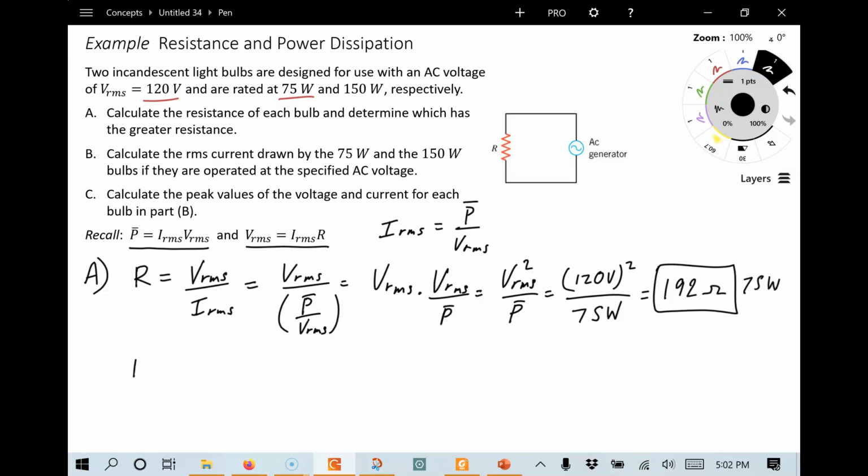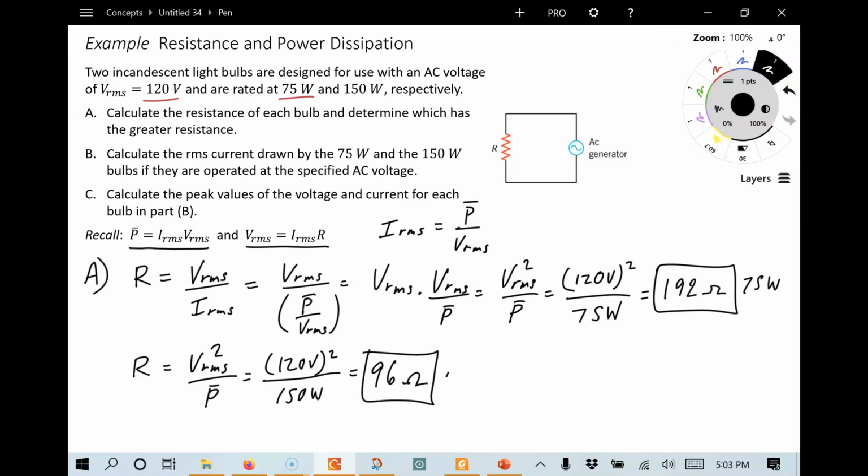Let's try the same thing for the 150 watt bulb. Jump straight to the equation. 150 watts this time. Well, we can see it's going to be half as much, and that comes out to 96 ohms. That's the 150 watt bulb.